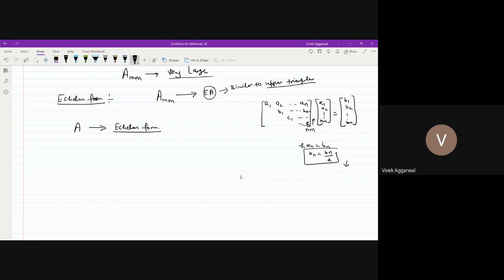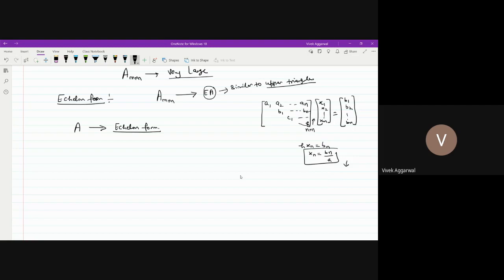Because computers also use the Echelon form to find the solution. Whenever you use a computer or any language like C++, Fortran, MATLAB, Python, wherever you are doing your programming, if you want to solve a system of equations, then the system is solved using the Echelon form or the elimination methods. So this is what we are going to discuss now.